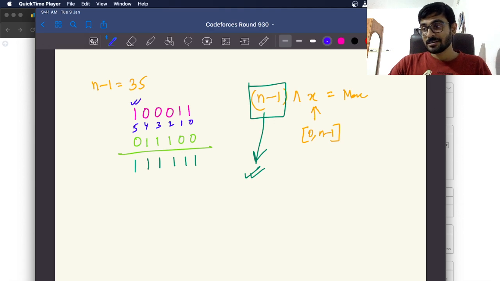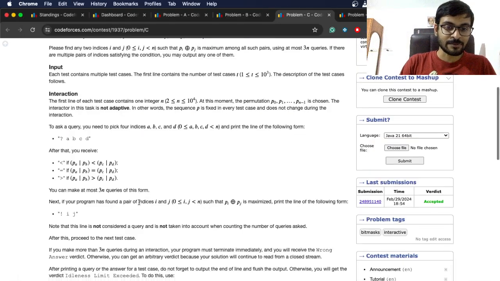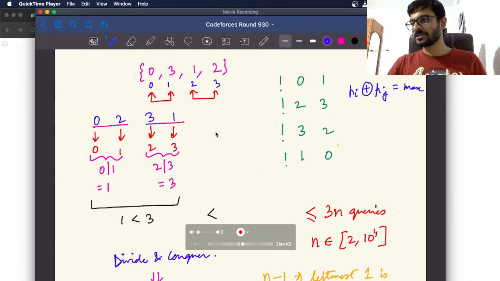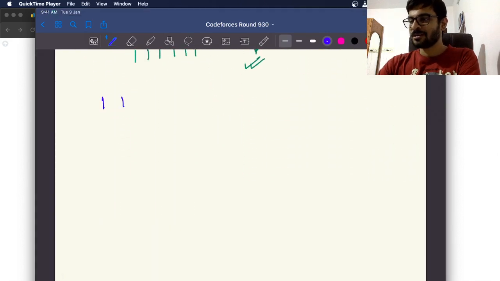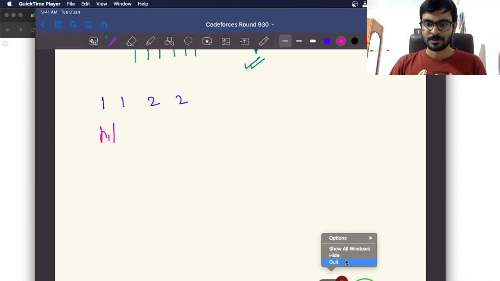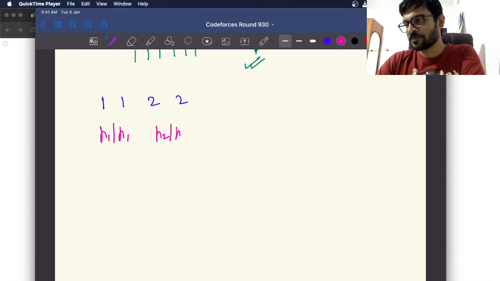And how can we find that? Through these queries, one thing that was clear from the given queries is that two of the numbers can be the same. A, B, C, D need not be distinct. So one strategy was that we can use that to query something like 1122. What does this mean? This means P1 or P1, and P2 or P2. We can say that whichever one is bigger.